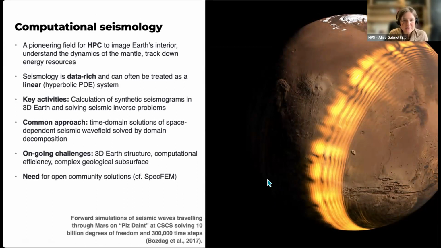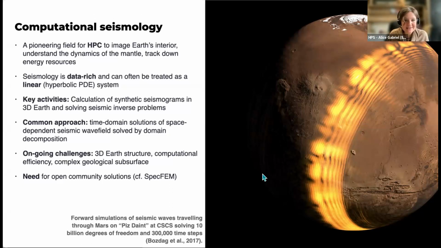The common approach to solving these problems is that we seek time domain solutions. So we are looking into how a seismic wave field evolves throughout time, with the space-dependent seismic wave field solved by domain decomposition. Domain decomposition was touched upon a little bit by Ian on day one, but what it means is that we are splitting up the volume in which we're interested in the solution into many small pieces, and we're distributing them across a parallel computing system.